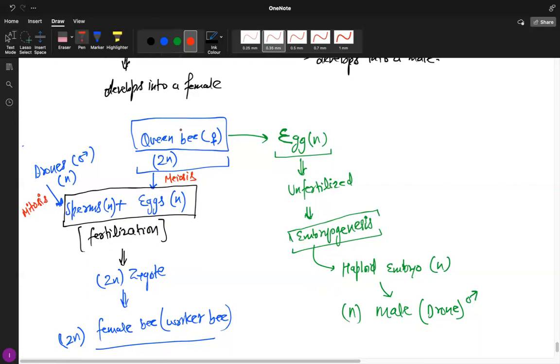And also keep writing the number of chromosomes. So the queen bee, their diploid number is 32 chromosomes. 2n is equal to 32 chromosomes and n is equal to 16 chromosomes. Okay. Is that clear?